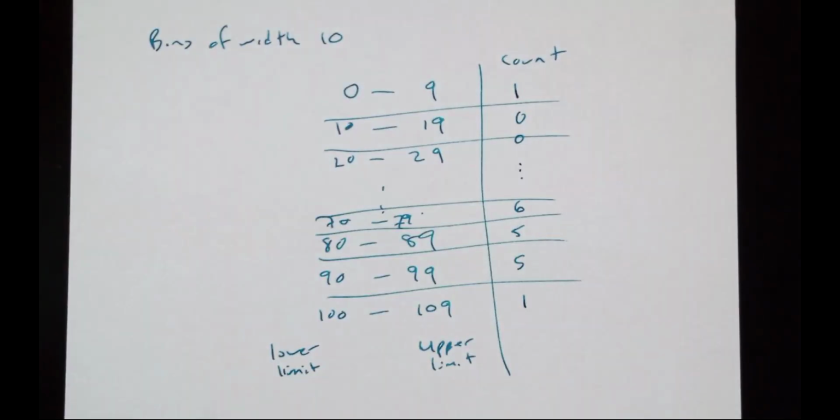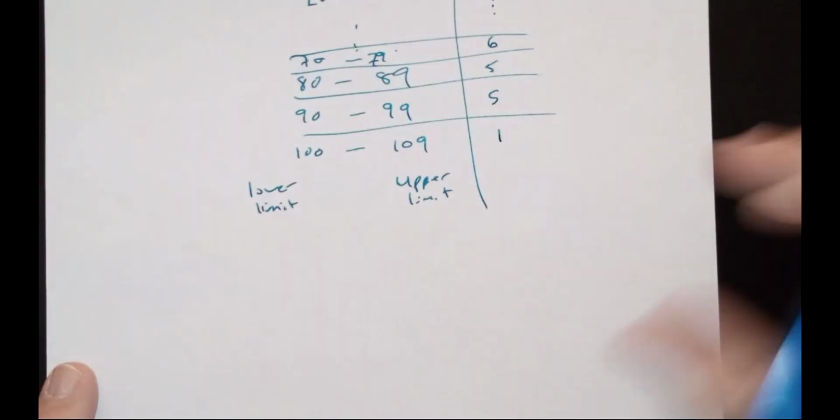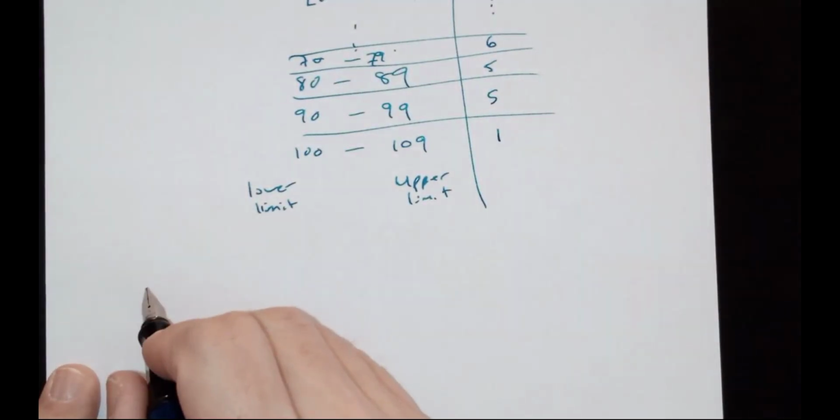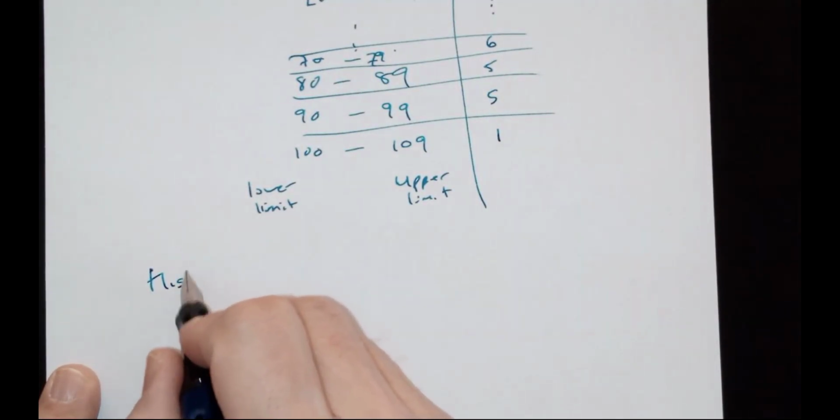Something like this. I could then make a bar graph for this. That result is called a histogram. This is my frequency distribution. I can now create a histogram.